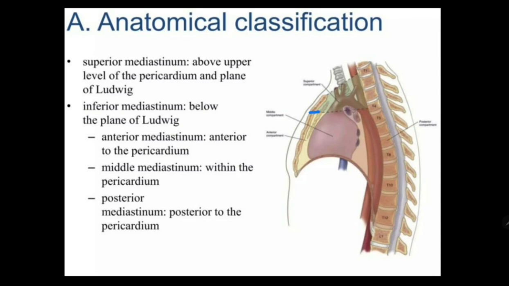That is from here to here. That is the plane of Ludwig. It will divide the mediastinum into superior and inferior mediastinum. And the inferior mediastinum is further divided into anterior, middle, and posterior mediastinum. Anterior mediastinum is anterior to the pericardium. Middle mediastinum is within the pericardium. And posterior mediastinum is posterior to the pericardium.